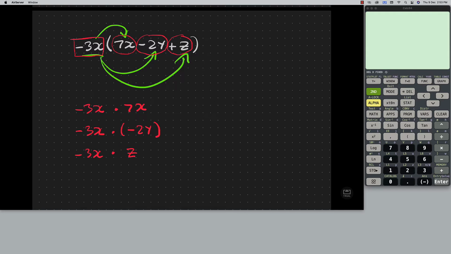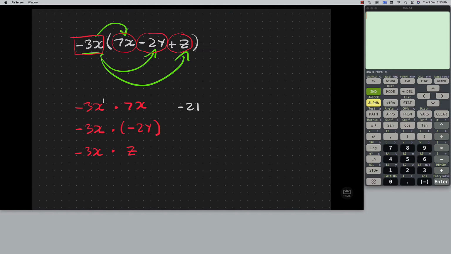So -3 times 7 is -21, and I have an x to the power of 1 and x to the power of 1, so I end up with an x to the power of 2. On the second one, we got -3 times -2, which is +6, and I've got an x times a y, so that just becomes an xy. And the third one has a -3 times the imaginary 1 that's in front there, so it just becomes -3, and x times z becomes xz.